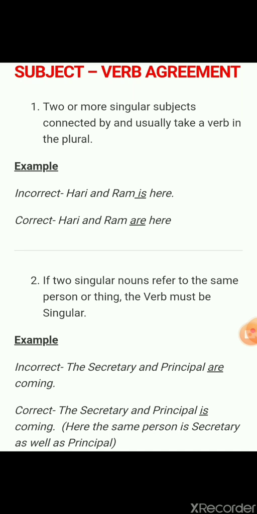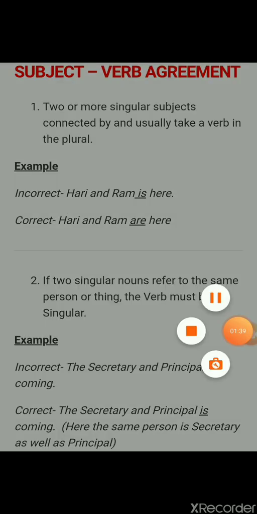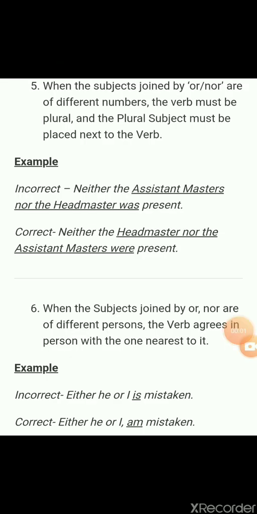The secretary and principal. Okay, so they are not different individuals. That is why we are providing a singular verb.